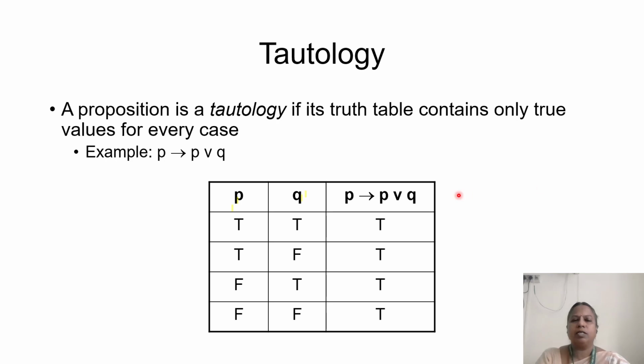And a proposition is called a tautology if its truth value in the last column is true for all the cases, for every case. For example, when you take P, Q, P conditional P or Q, it will have the truth value true in all the cases. Therefore, this statement is called a tautology or universally true statement.